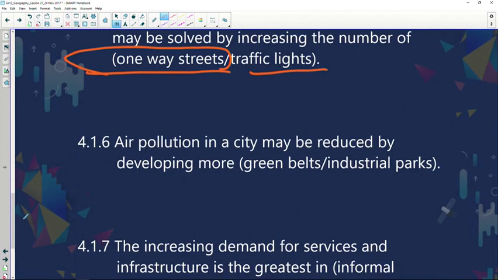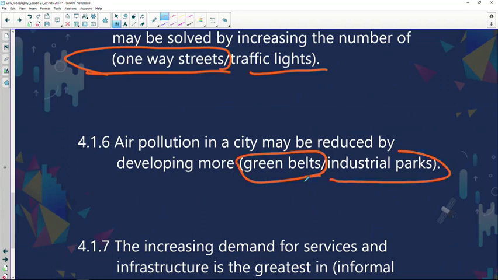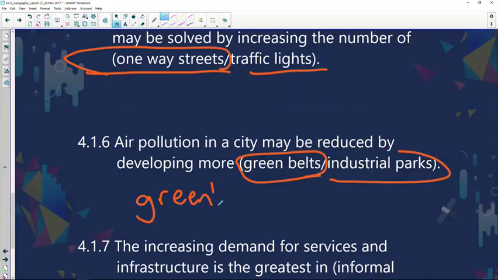Now, air pollution in the city may be reduced by developing what? Industrial parks, definitely not, because industrial parks is where manufacturing and processing takes place. Green belts are the areas where you go and relax. For instance, in Johannesburg, you go to Zoo Lake or Marentia. It's a place that consists of a lot of trees and a lot of plants. Obviously, plants reduce pollution, the amount of carbon dioxide. So green belts is the correct answer over there.